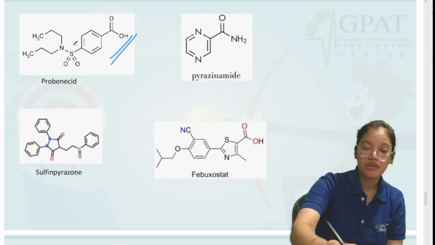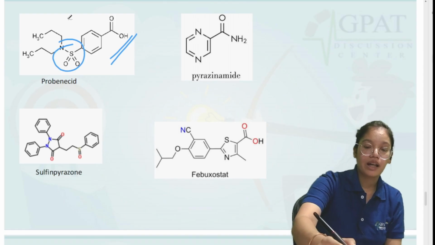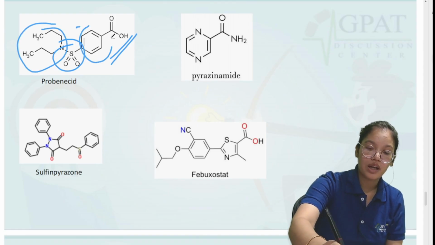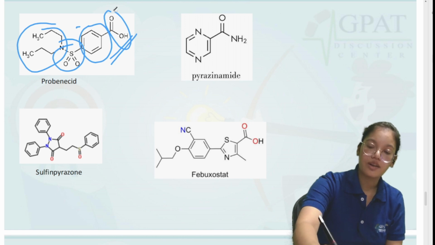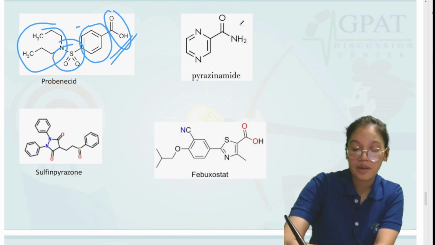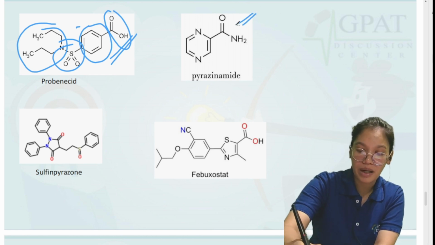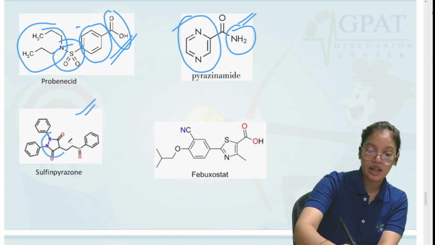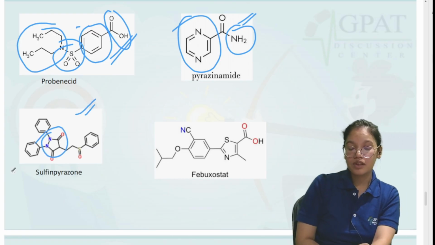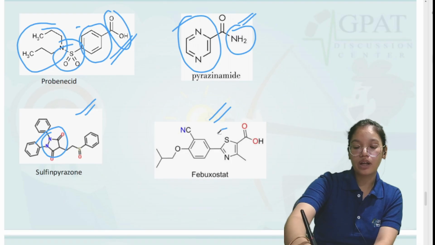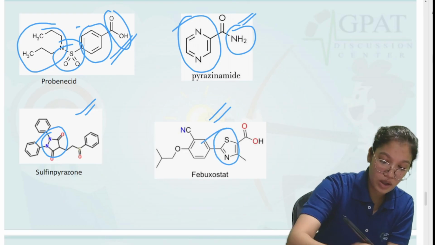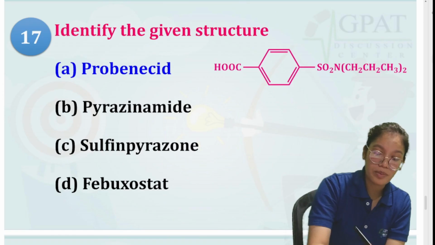Here you can see we have a sulfonamide group attached with the long carbon chain, and at this side we have a ring attached, and here we have a carboxylic acid. Then pyrazinamide, again we have an amide group here and a pyrazine ring. Then sulfinpyrazone, again a pyrazolone ring we have. Then febuxostat, I told you thiazole ring is there in its structure. We just discussed its structure. So yes, the answer is probenecid.